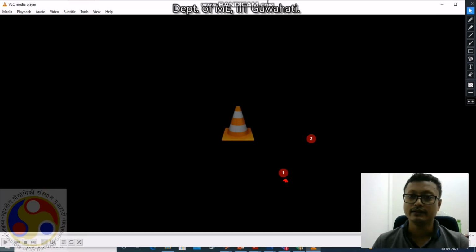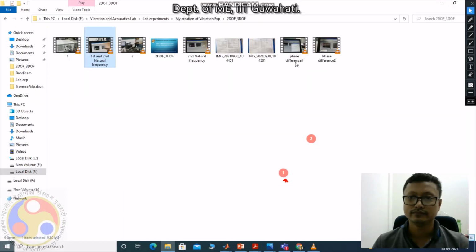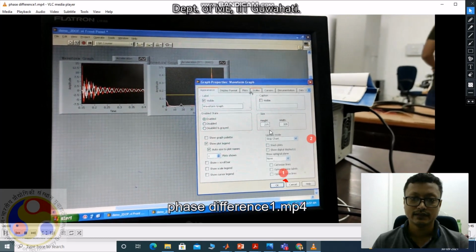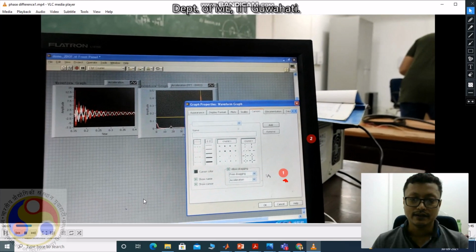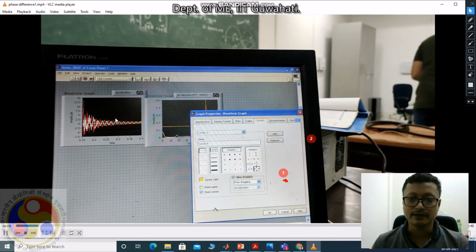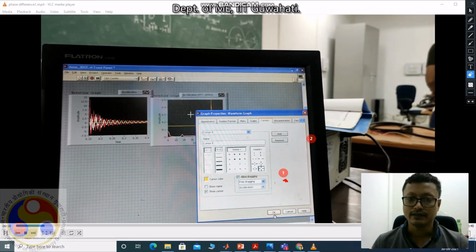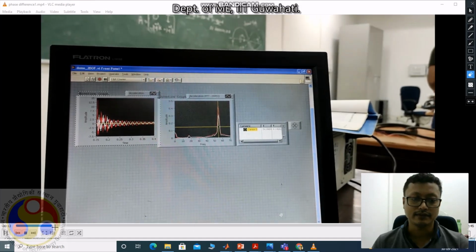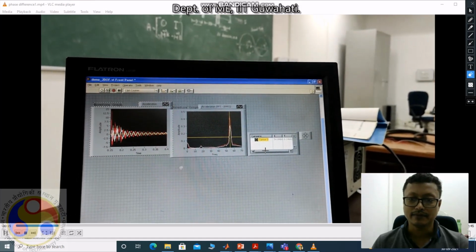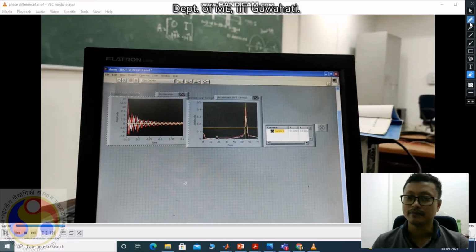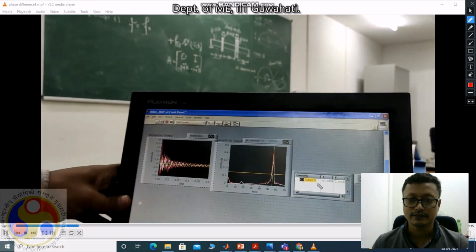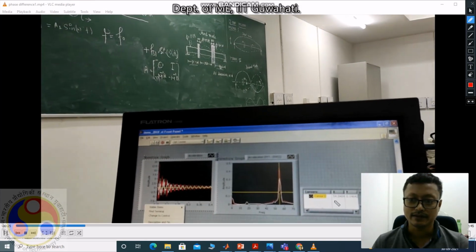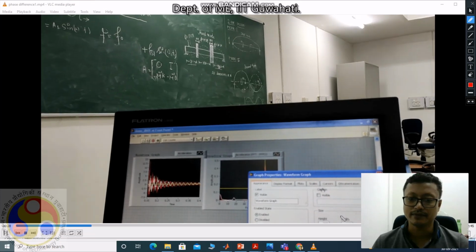So how to calculate that? I'll show you. For the phase difference calculation, this is the properties of the graph. You need to select the cursor for getting the proper value, the xy coordinate. So this is the x value for the second frequency, shown at 54.